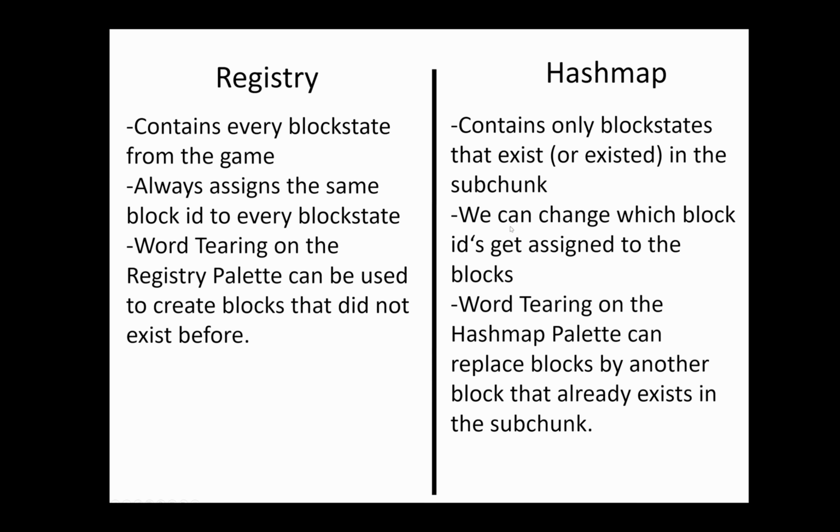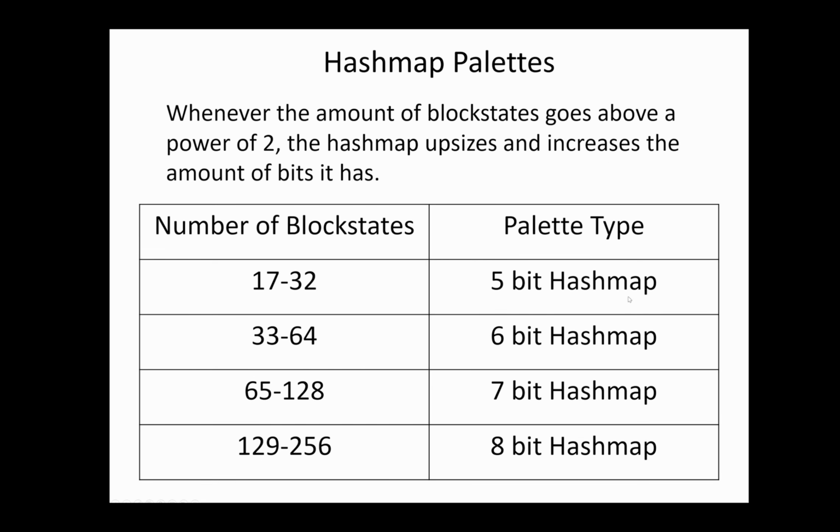So we can change which block IDs get assigned to the block. So in this registry palette, the block ID with ID 1 is always stone, but here it can be literally any block except for air. And word tearing on the Hashmap palette can replace blocks by another block that already exists in the subchunk. So we can't make new blocks appear, but if we have the blocks in the subchunk already, we can get them in any other position in the subchunk.